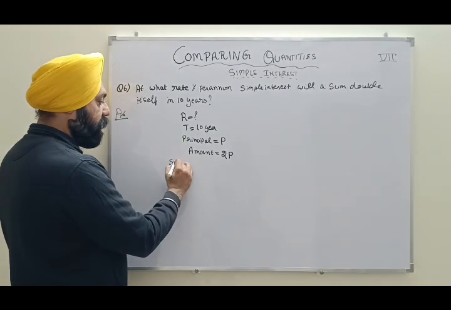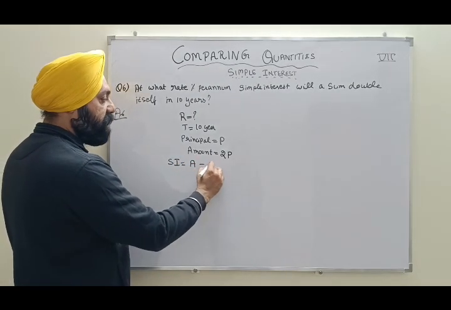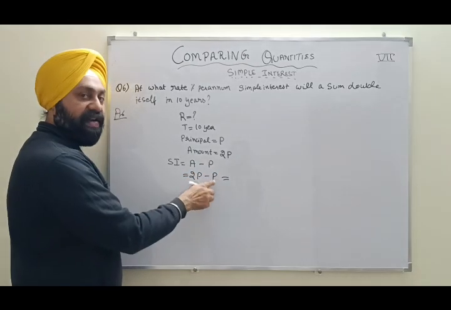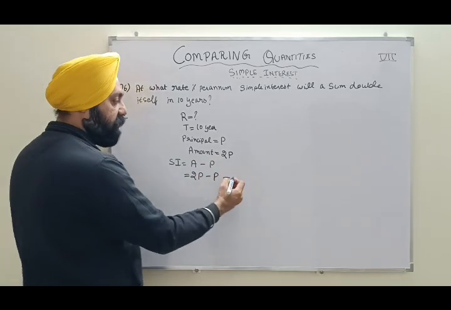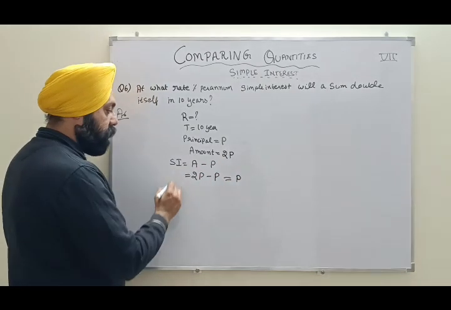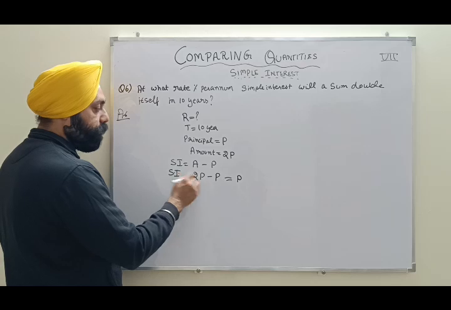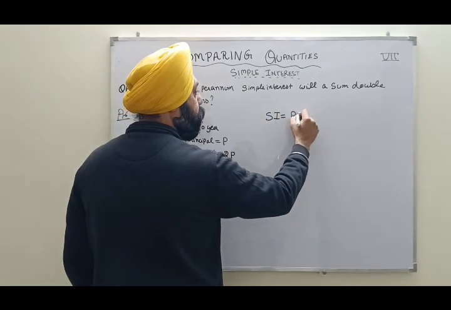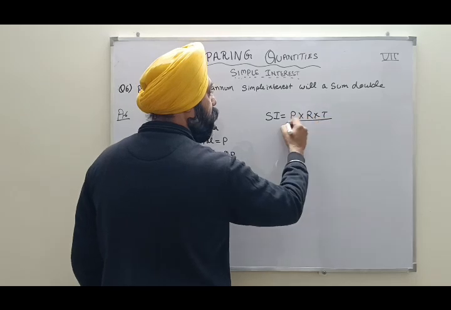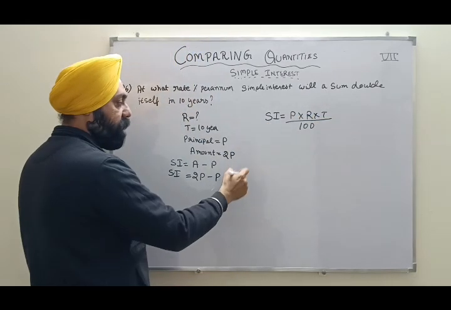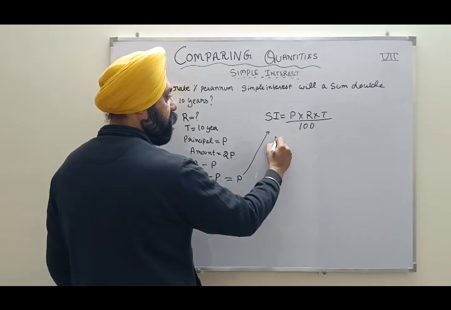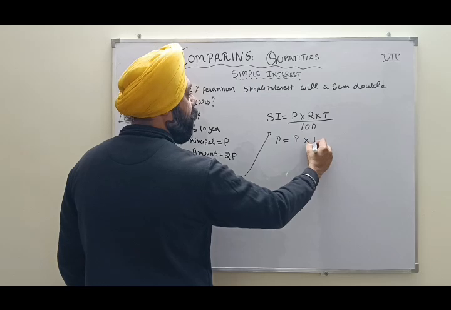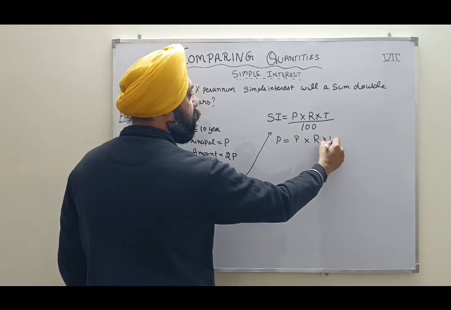Now the step is: simple interest is equal to amount minus principal. Amount here is 2P minus P. So 2P minus P, or 2 pencils minus 1 pencil, gives a single pencil, or 1P, or P. So simple interest here is P. Now using the formula, simple interest is P into R into T upon 100. In place of simple interest we will use P, and the principal itself was P, into rate, which we take as R, and time is 10, upon 100.